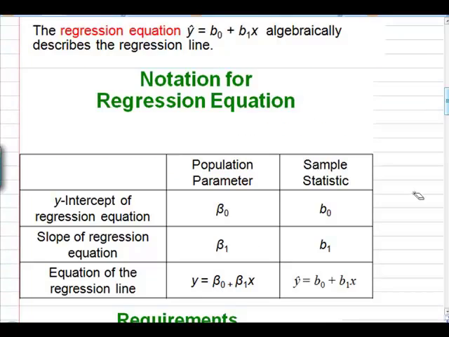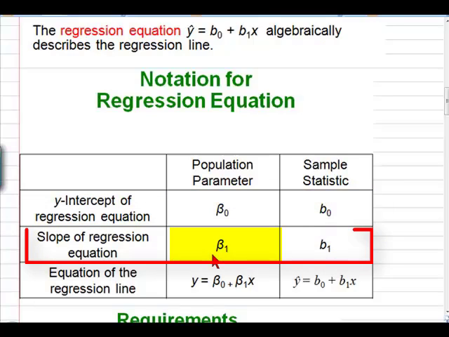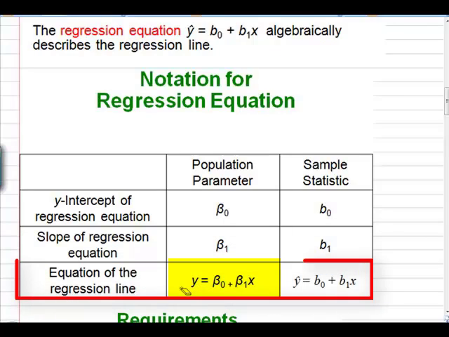So, the population parameter versus the sample statistic. For the y-intercept of a regression equation, beta sub 0, this is a capital beta, is the population parameter. b sub 0 is the sample statistic. Beta sub 1 is the population parameter for the slope, or the slant, of the linear regression equation, and b sub 1 is the sample statistic. Here's the equation for the line of regression: y equals beta sub 0 plus beta sub 1 x, and the sample statistic, y hat equals b sub 0 plus b sub 1 x.